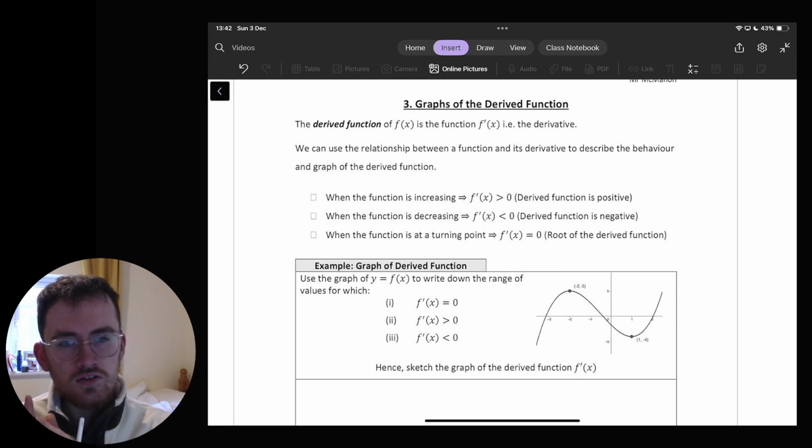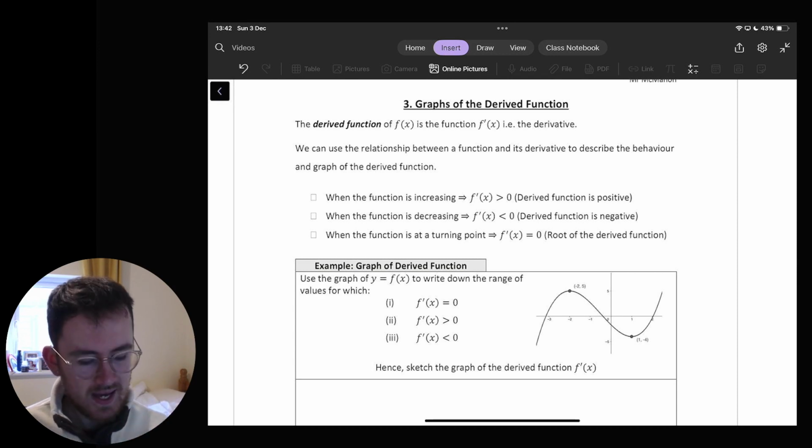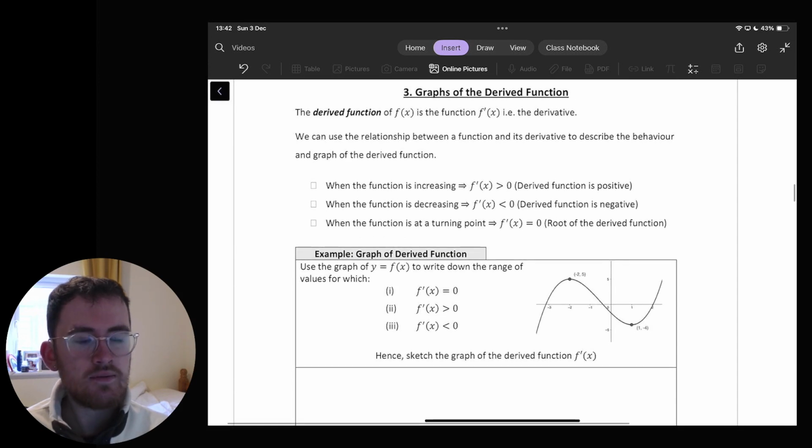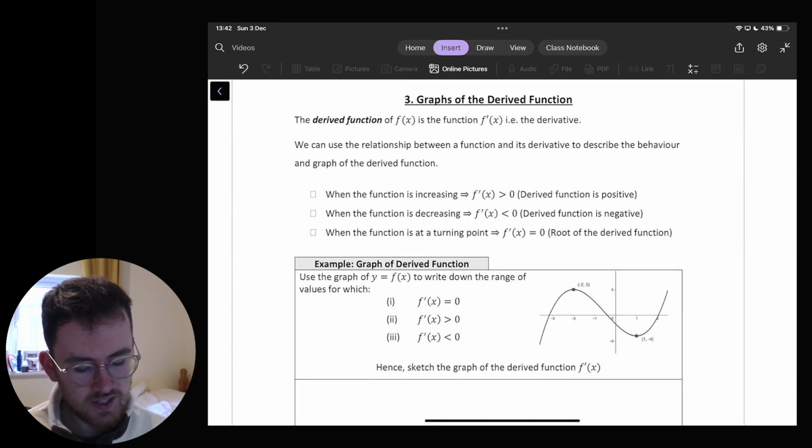So if the original function is increasing, my derivative function, or my derived function, should be positive, above the y-axis. If it's equal to 0, if I'm at a turning point, then my derived function would be crossing the x-axis at that point, because that would be a root of the derived function, and so on and so forth. Being able to connect those different points and those different values is really important here. So the derived function is the function f dash x.